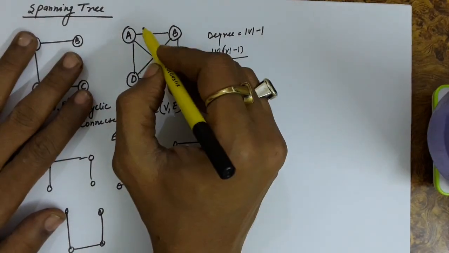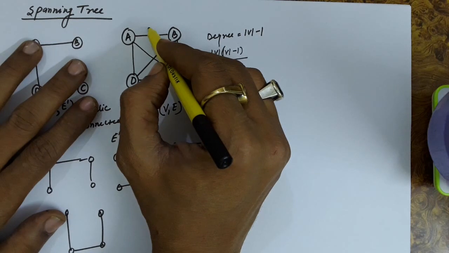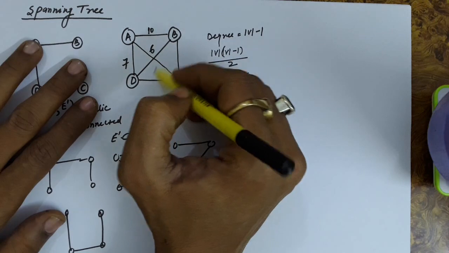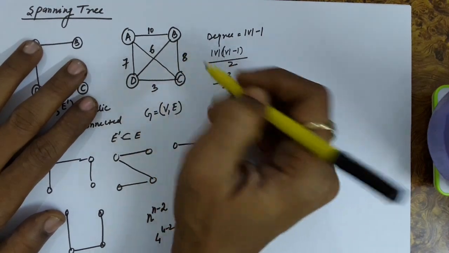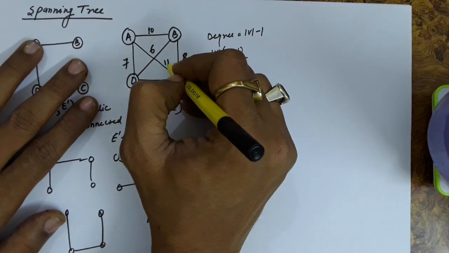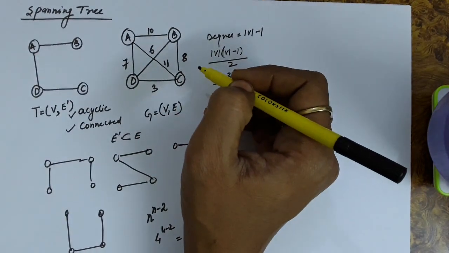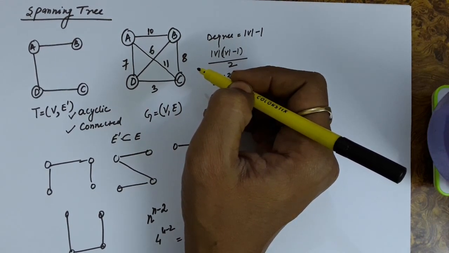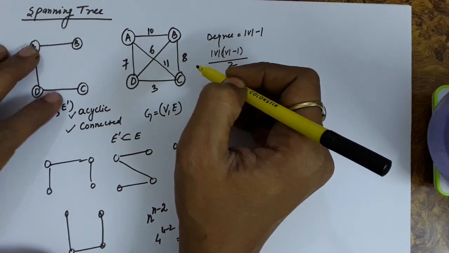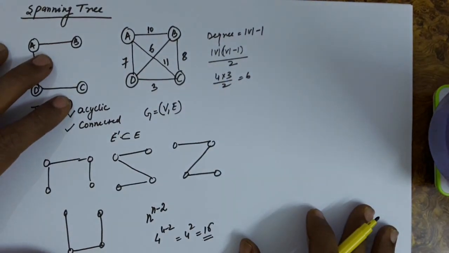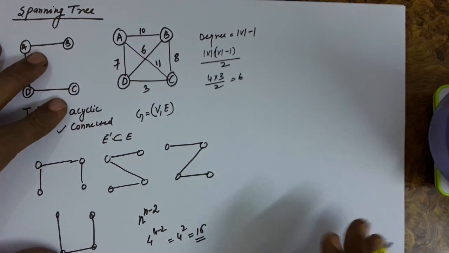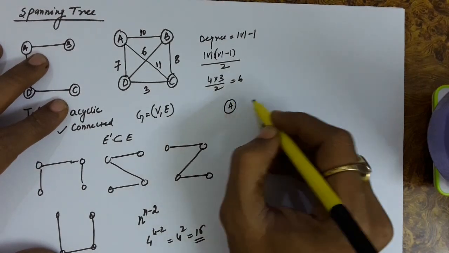Now let us suppose that in this graph the distances are also mentioned. For example, 10, 7, 6, 3 and 8. Let's say this is 11. So the cost of each of the edges is also mentioned. And we want to find a spanning tree in which the sum of the cost of each of the edges is minimum. Then we will say that this is a minimal spanning tree.